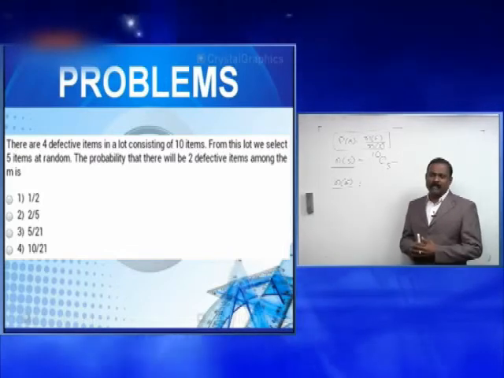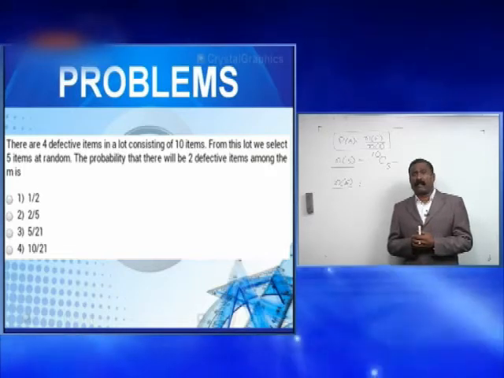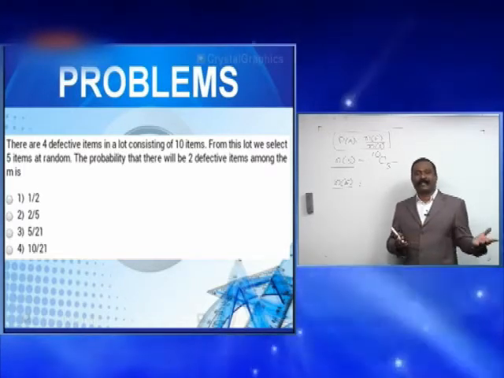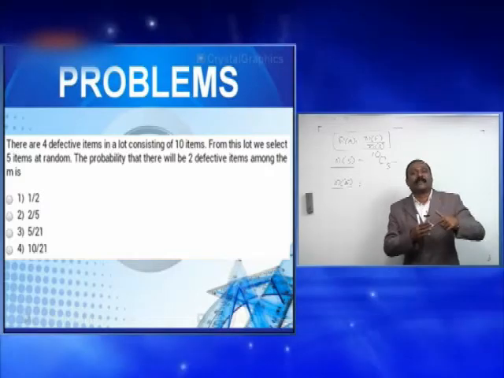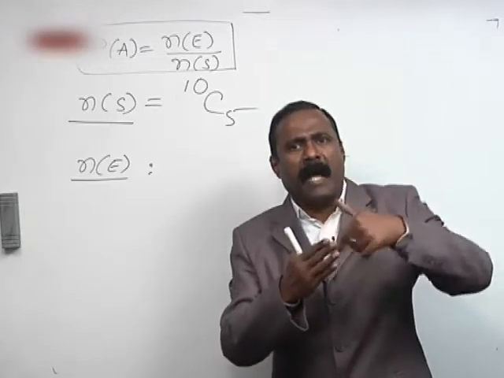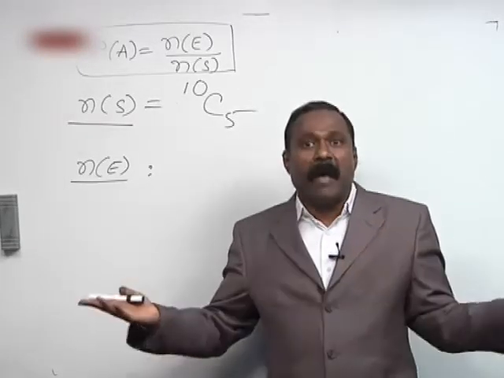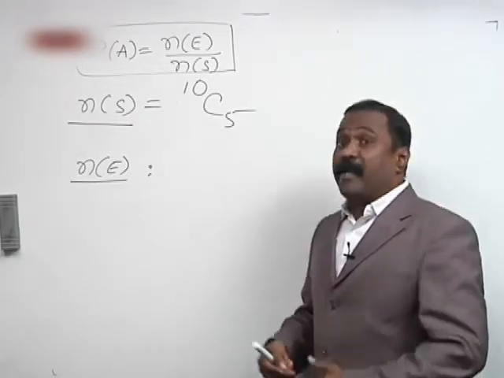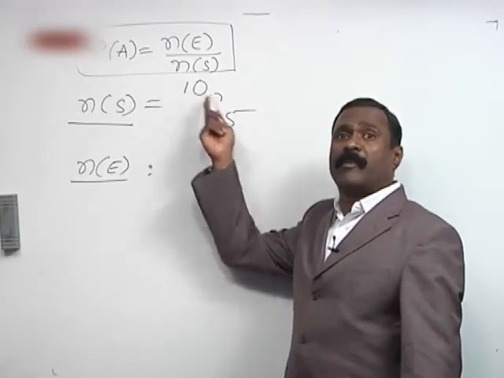From this one, what we need is there is 4 defective items in the lot and 6 non-defective items. 4 are defective and 6 are non-defective. Let us suppose there are 10 apples. Among 10 apples, 4 are bad apples or rotten apples and 6 are good apples. Now, how many ways the apples can be chosen? The total number of outcomes will be 10C5.